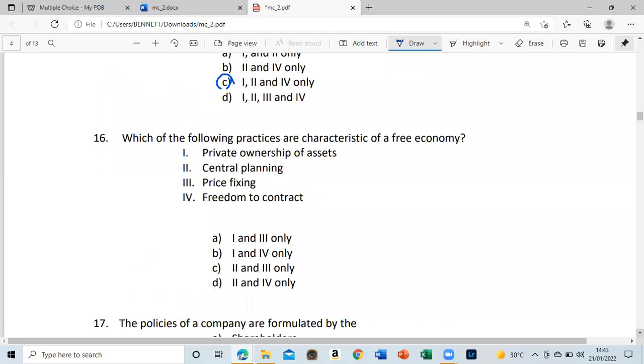Which of the following practices are characteristics of the free market economy? 1. Private ownership of assets. 2. Central planning. 3. Price fixing. And 4. Freedom to contract. That's definitely 1, private ownership, and 4, freedom to contract. So number 16 would be B.